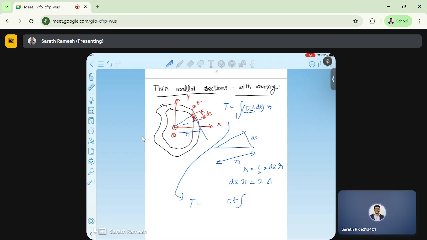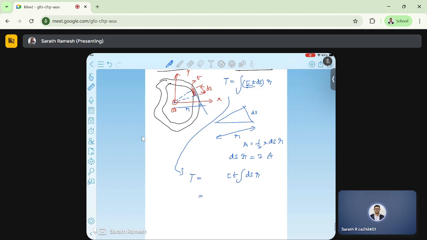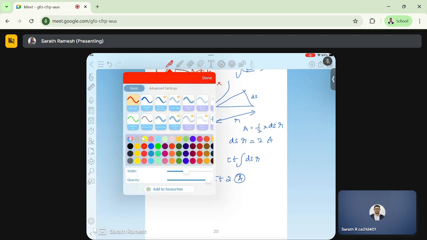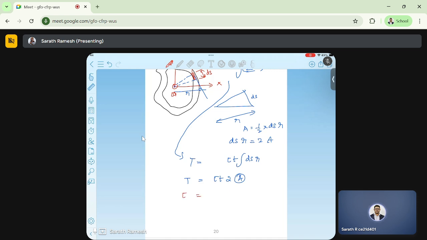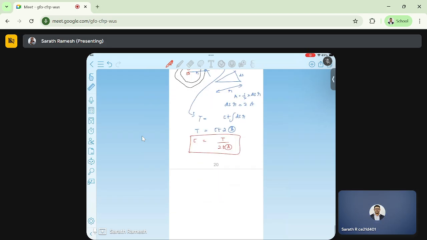So the rest of the thing, ds into r, dsr, we just saw that is the area of the triangle. The integration of the entire thing will give us 2 times the area enclosed. Now the formula for shear stress we need is tau equals T by 2TA. This is the formula for shear stress in case of thin wall sections with warping.